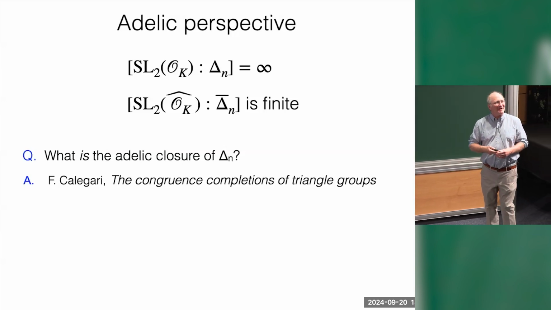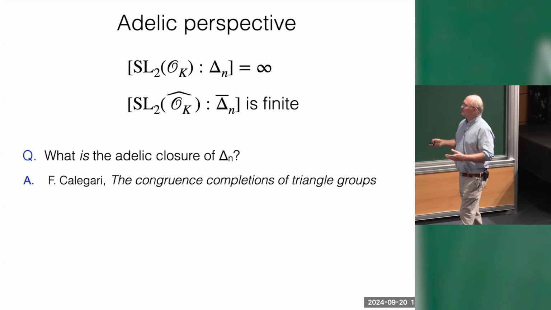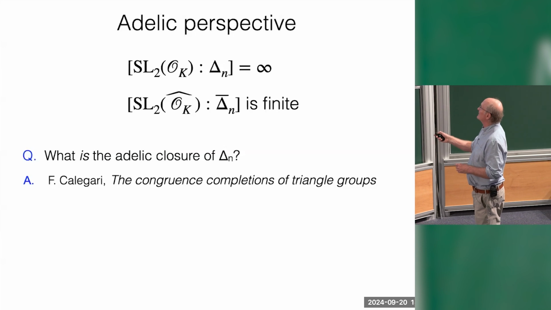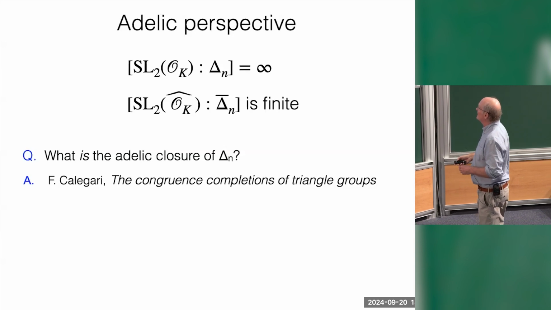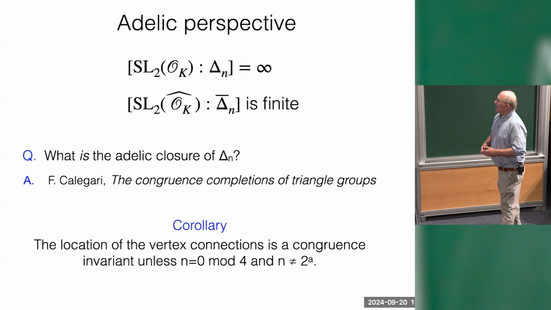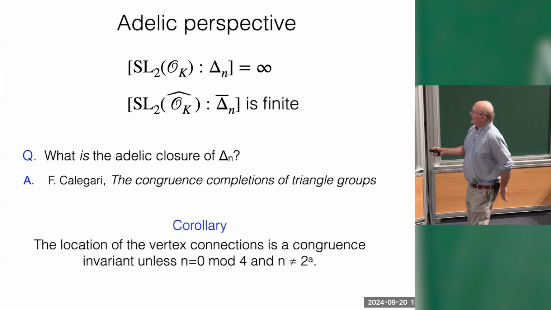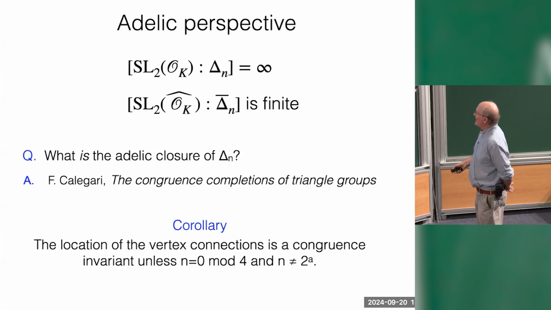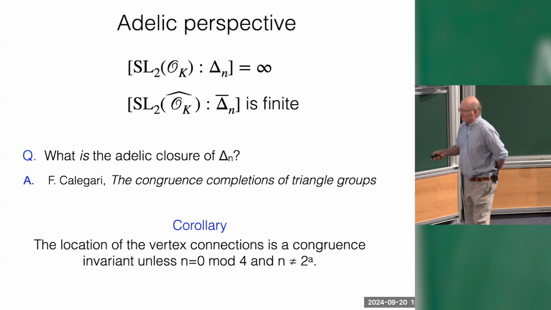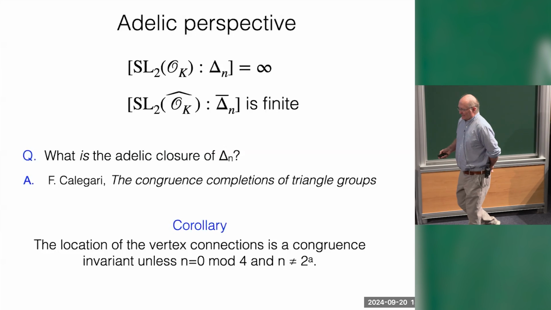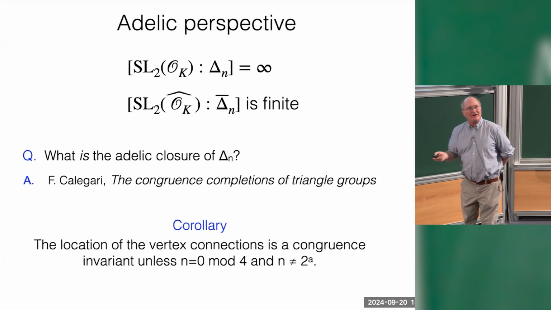So I won't say in detail what it is, but I was able to prove enough about it to show that it doesn't work for n equals 12. And in fact, the complete solution to this problem for this sequence of triangle groups was computed by Frank Calegari. That's very, very recent work. So as a corollary, in fact, we know now when the location of the vertex connection is a congruence invariant. And there are these cases you have to rule out when n is 0 mod 4, like 12. But powers of 2 work. OK. So those were 3 excursions into the theory of billiards.